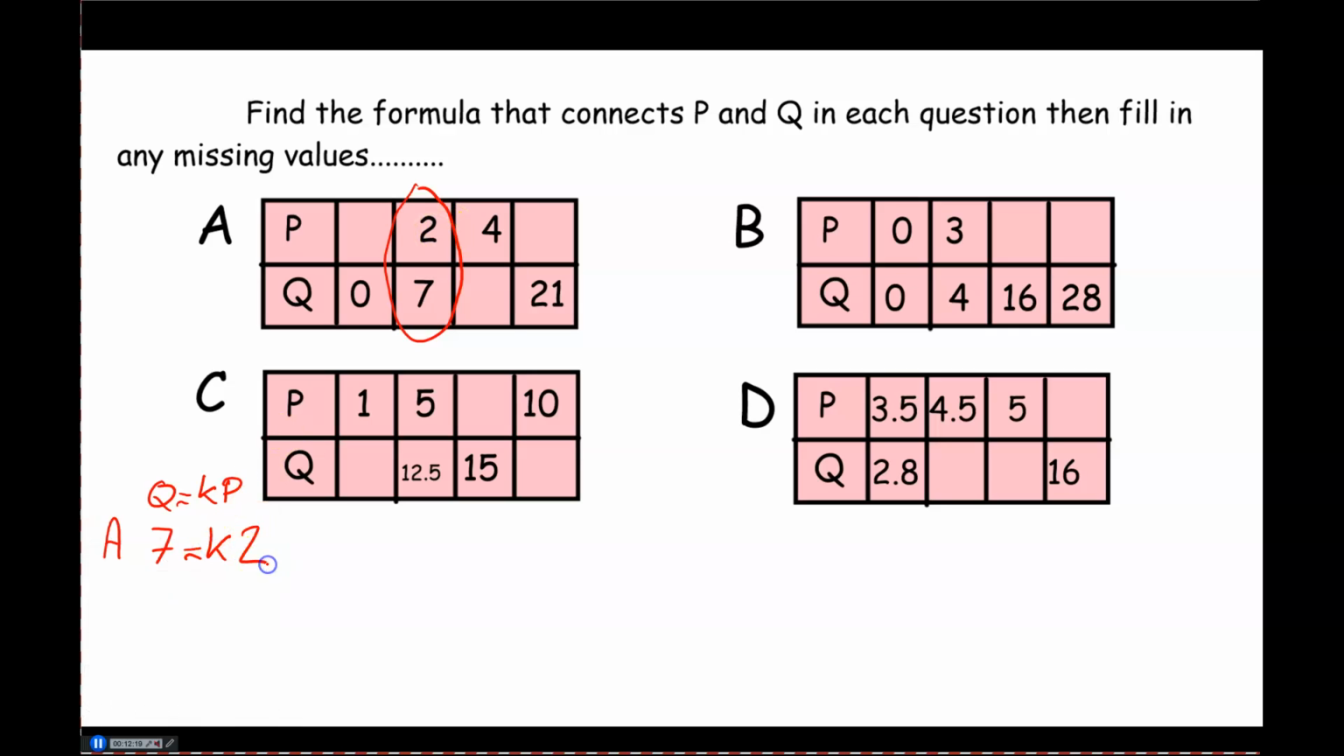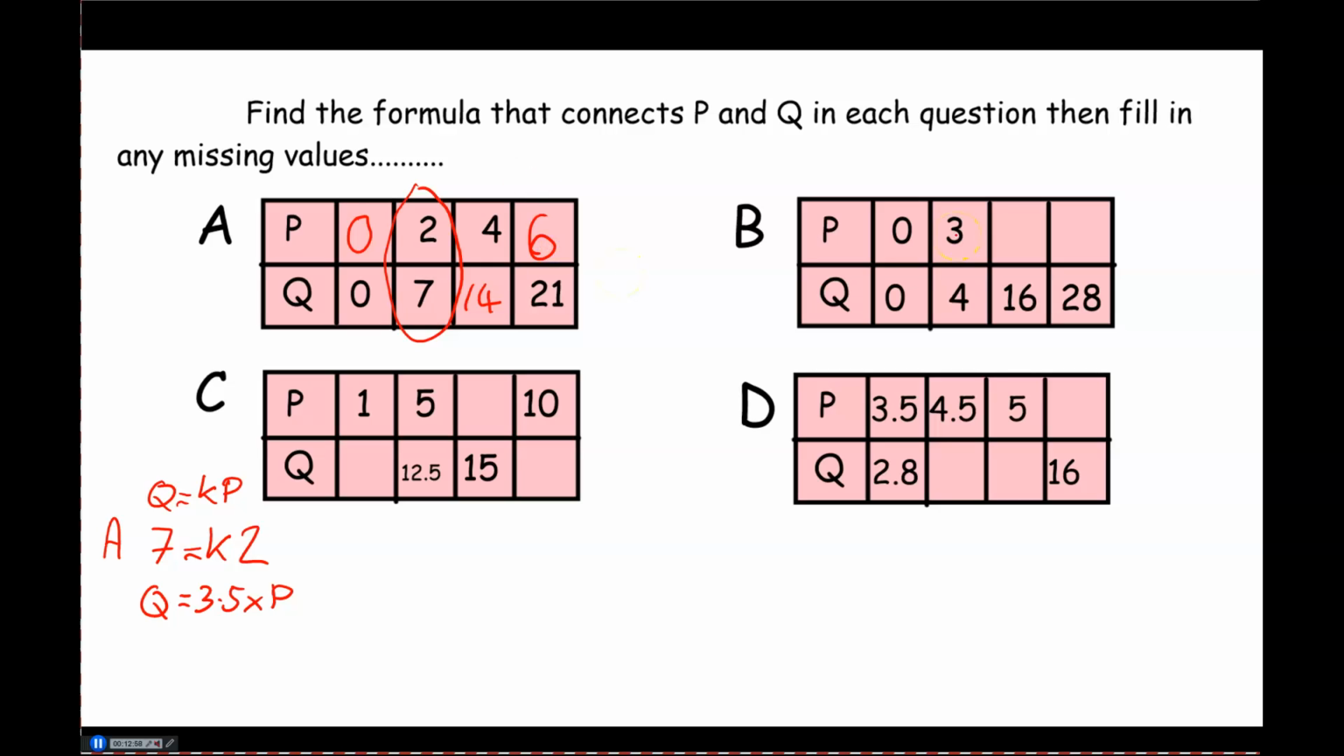Times 2. Well, the K is going to be 3.5, 7 divided by 2. So for A, Q is equal to 3.5 times P, which means if P is 4, we've got 4 times 3.5. I hope this is all making sense. I do feel like I'm just talking to myself at the moment, but this must be 14. And to get from Q back to P, we've got to divide by 3.5, which gives us 6. Okay, so that's the first one done.